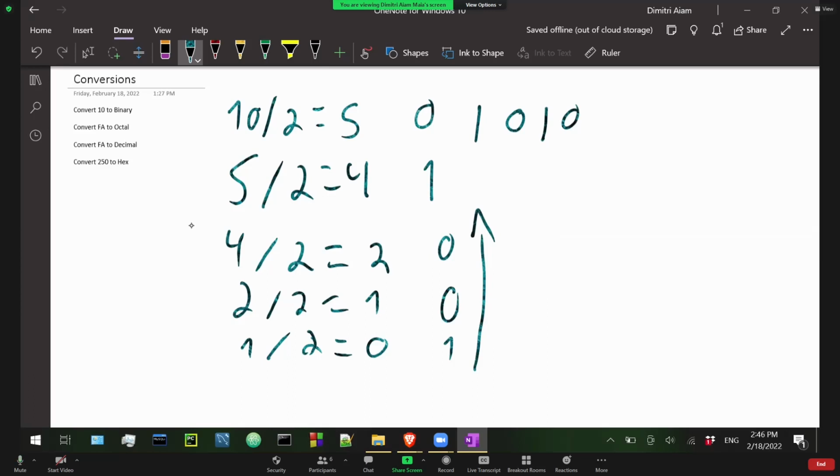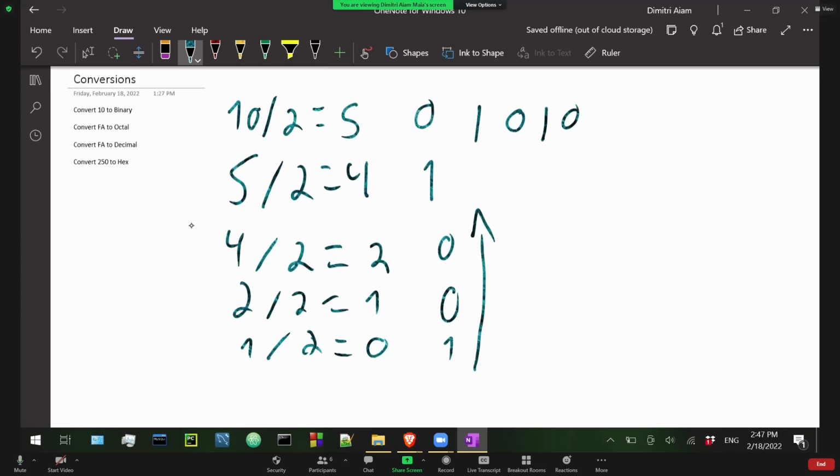I made a mistake. There's something wrong. 10 in binary should be 1, 0, 1, 0. Hold on, I'm looking at that now too. No, that's right, because you were doing 5, right? Because the 10 was from a different problem from before. So 5 in binary should be 1, 0, 0, 1. Because you did 5 divided by 2 because you wanted to use 5, and 10 divided by 2 is from a different question. No, we were doing 10 to binary.